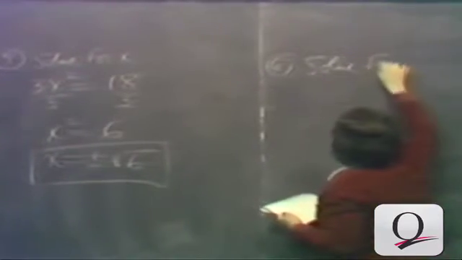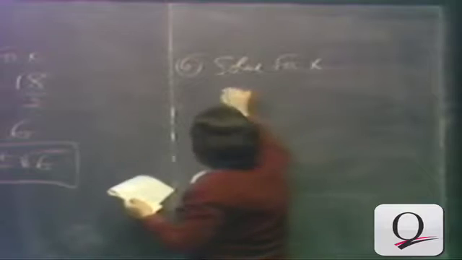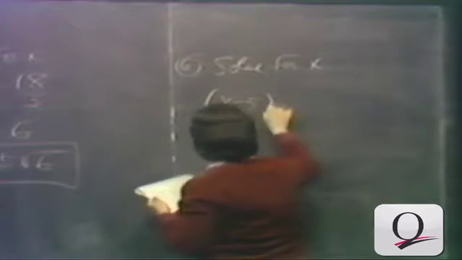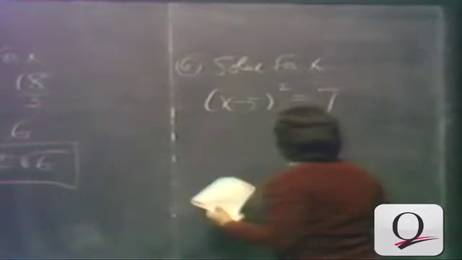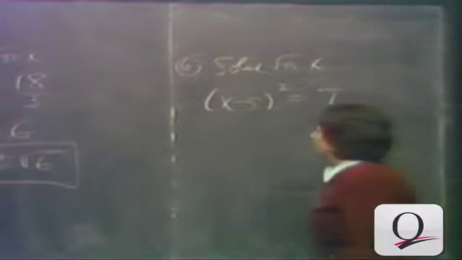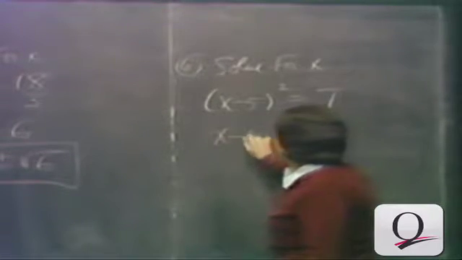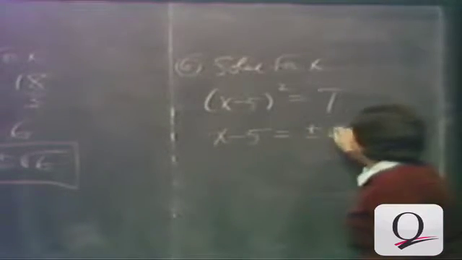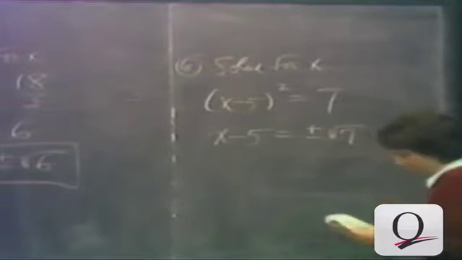In the next example, solve for x. And the left side is given as x minus 5 squared equals 7. So it's clear that the left side is a perfect square. We'll solve this by extracting roots. X minus 5 is plus or minus the square root of 7.